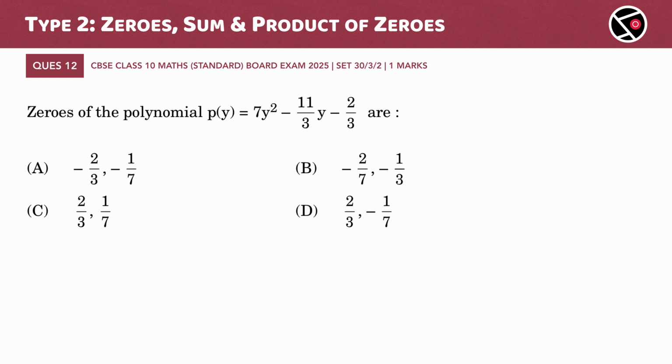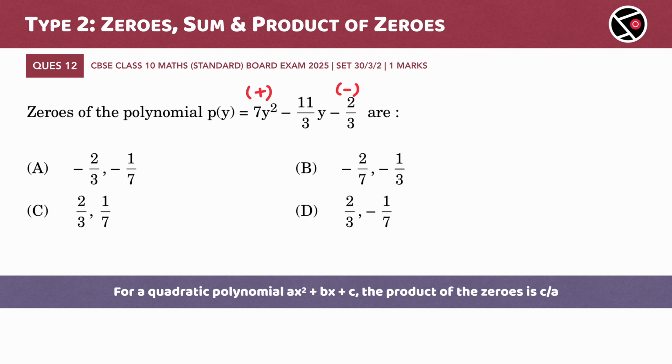Here is another question. Please give it a try. This shouldn't take more than 10 seconds. Alright, to find the answer, we don't have to factor the polynomial. And you don't even have to find the sum or product of the zeros. Look at the polynomial carefully. The constant term is negative. And the coefficient of y square is positive. This means that the product of zeros, c over a, must be negative. And for the product to be negative, one zero must be positive and the other must be negative.